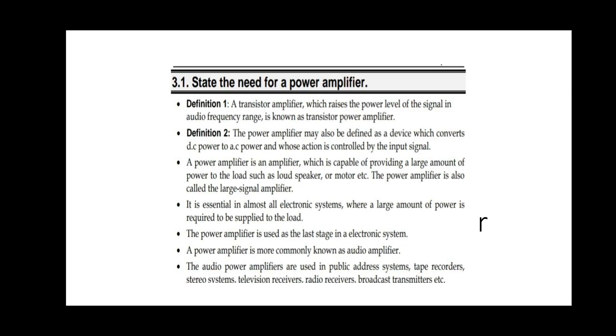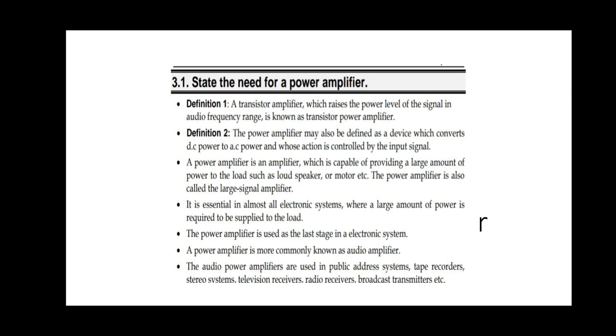So these are the effects of negative feedback on gain, bandwidth, input and output impedance. First is gain stability, second reduction in distortion, reduction in noise, increase in input impedance, decrease in output impedance, and increase in bandwidth, improved frequency response, and increased circuit stability. So these are the effects of negative feedback.